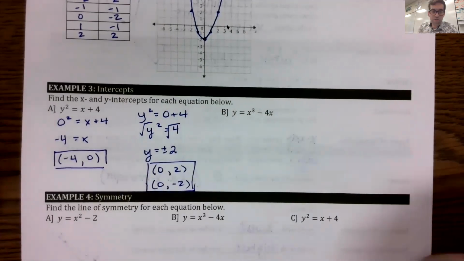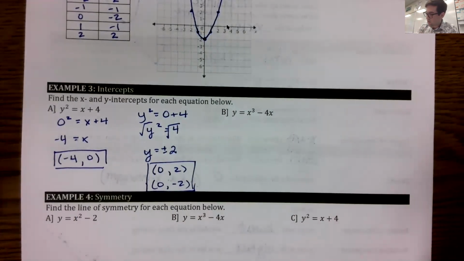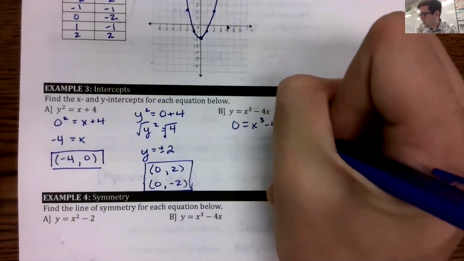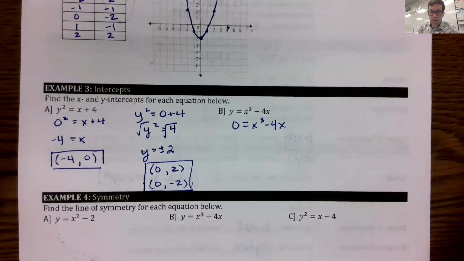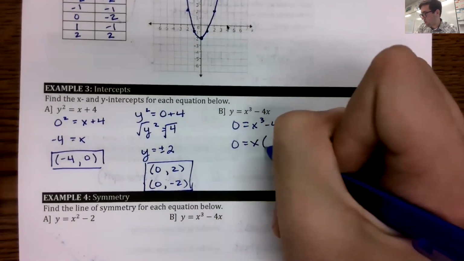So on the graph, if we plotted those, the curve would go through those points, and that would be our y-intercepts and our x-intercepts, right? So let's try letter B. All right, so for this first one, it's not as simple as just solving for x because we have an x cubed term and an x term. So I'm going to factor out an x from both because that's the greatest common factor.